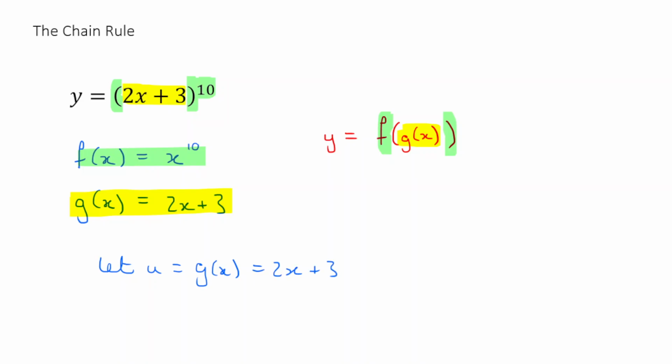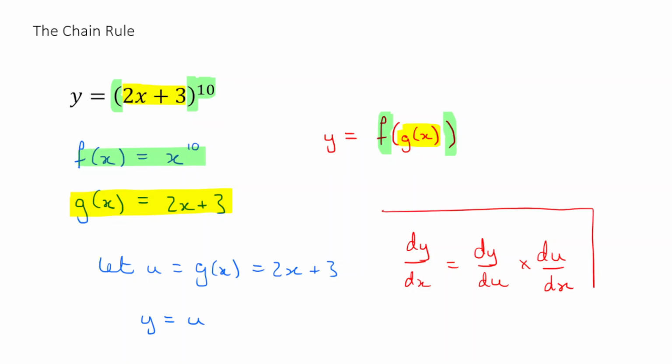And from there, you get a function y equals u, which you can differentiate with respect to u. You've got u, which is a function of x, which you can differentiate with respect to x. And you apply the rule that dy/dx is equal to dy/du times du/dx. Okay, so if you want to know what the chain rule is all about, in the end, what you're going to have to do is to learn that rule. dy/dx is equal to dy/du times du/dx.